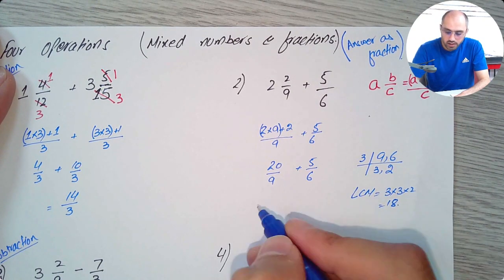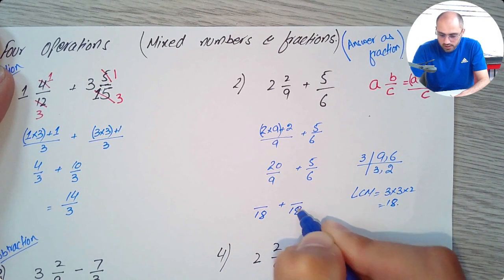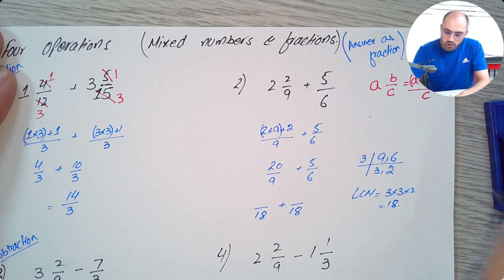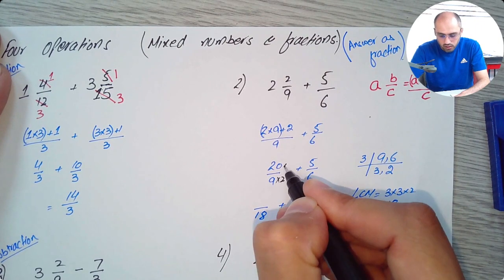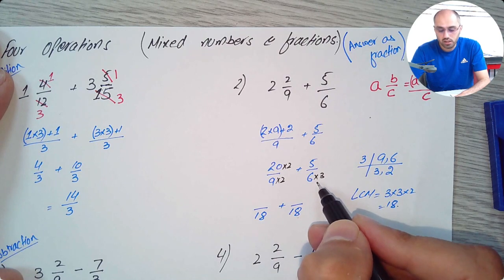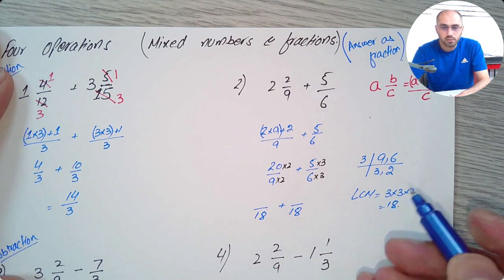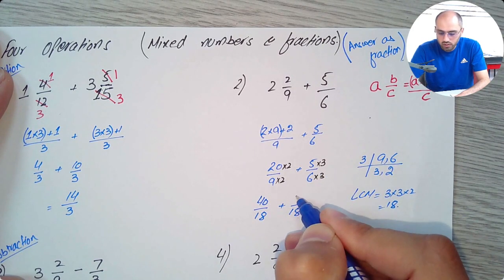So I'll change this 9 into 18, and the second 6 denominator will also change into 18. Now, what did I do to this 9 to change it to 18? I basically multiplied it by 2. I'll do the same thing to the numerator. Here, I multiplied 6 with 3 to change it to 18. I'll do the same thing to my numerator. Now, if you multiply 20 with 2, you'll end up with 40. If you multiply 5 with 3, you'll end up with 15.